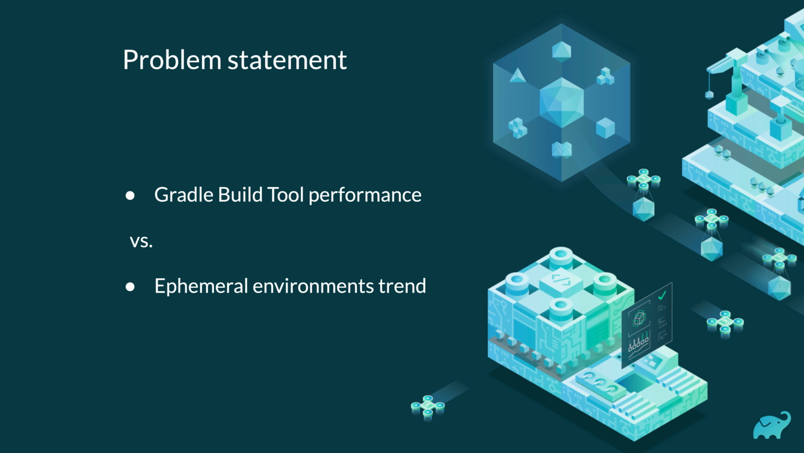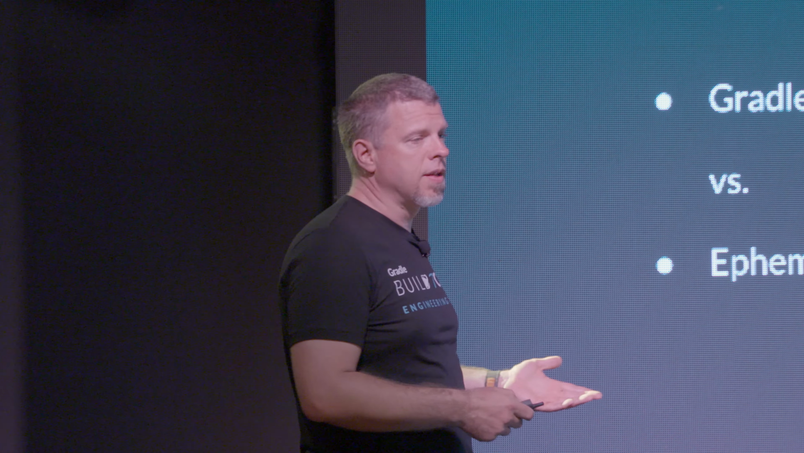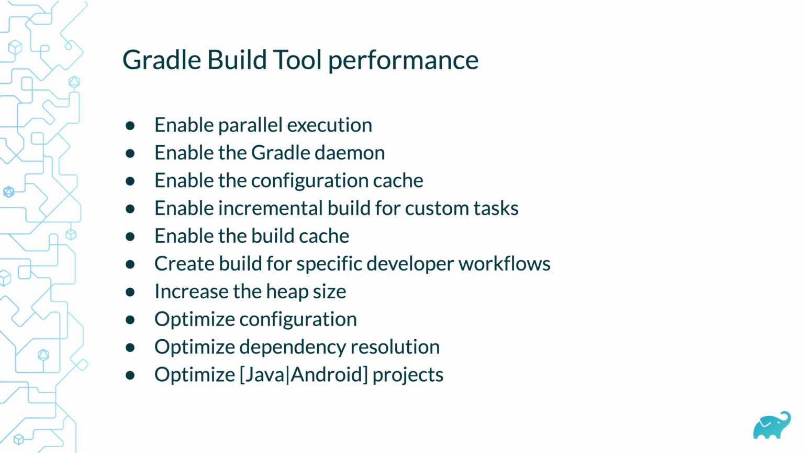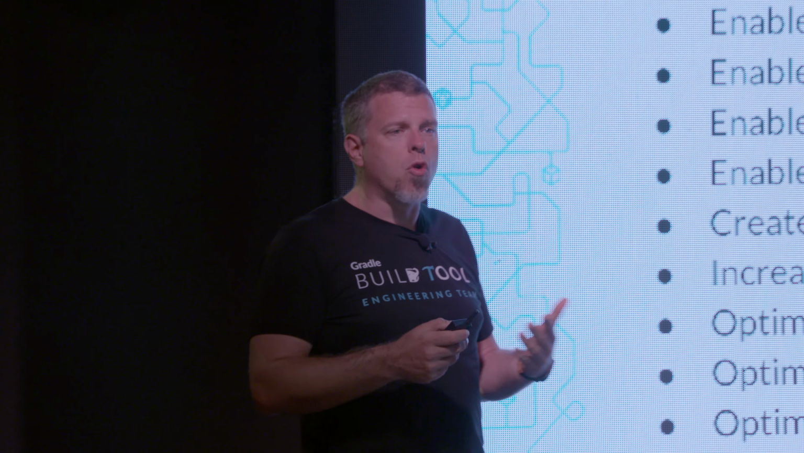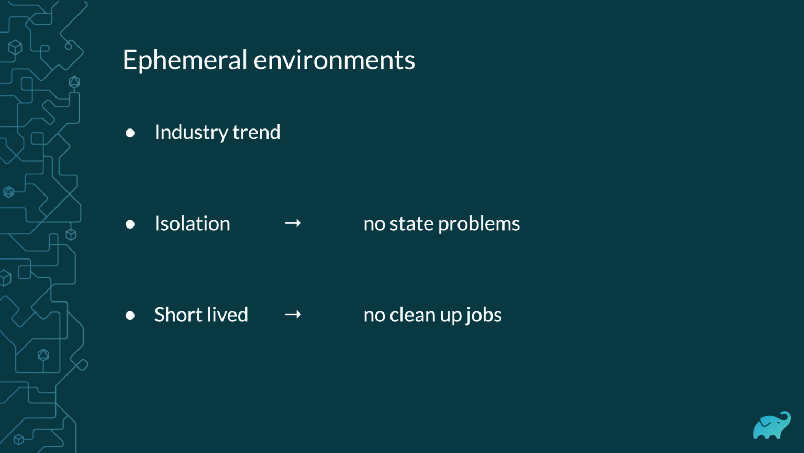The problem statement is effectively what makes Gradle Build Tool performant, and how does that play with ephemeral CI or ephemeral environments in general. If you look at the Gradle documentation, we have a dedicated chapter where we tell you a number of things you can do to improve your build speed. This is like enabling parallel execution, making sure you've got a Gradle daemon, turning on the build cache, increasing heap size, or even some specific optimizations for Java and Android projects, depending on what you're running. These contain a number of recipes, but of course, when you're in the context of an ephemeral environment, these recipes may have different benefits.